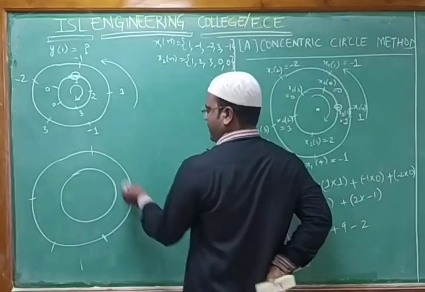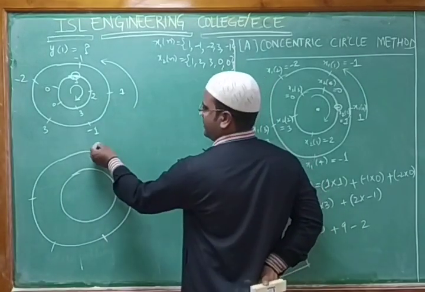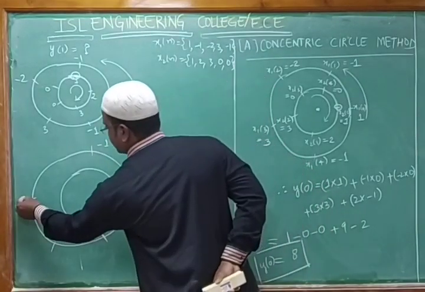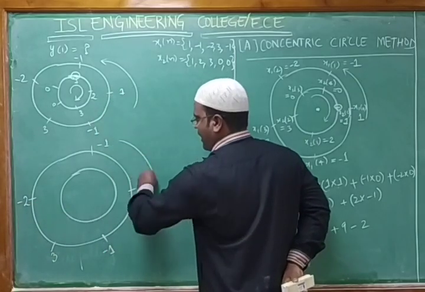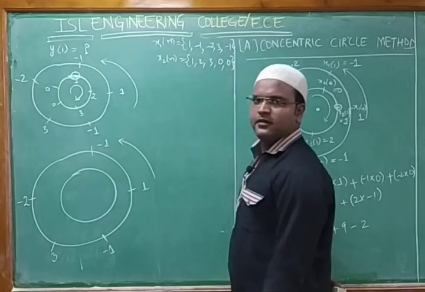What is the outer value we do have? 1, minus 1, minus 2, 3 and minus 1. So we are putting it in anti-clockwise direction. That is as it is.